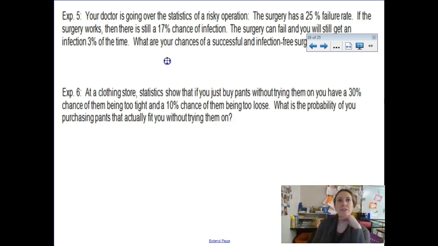Alright, this gets fun, right? Your doctor is going over all the stats of a risky operation. Yeesh, depressing again, 25% failure rate. So that means we have a 75% success rate. Silver lining and all that, right?